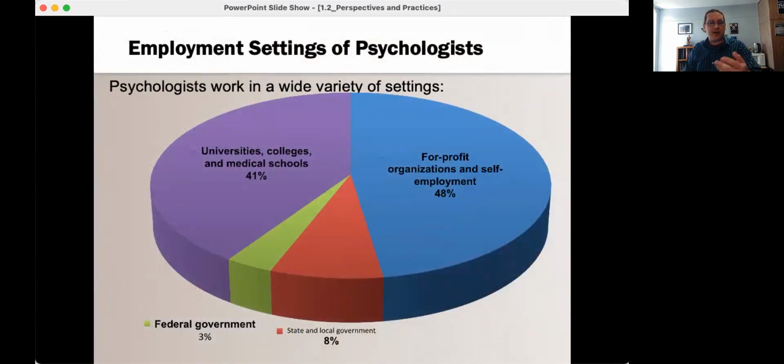Employment settings for psychologists, as you can see, a majority of them work for for-profit organizations and self-employment. So maybe they are consultants for a research or marketing company. And then the 41%, the next majority there, works for universities, colleges, or medical schools. Then you have a small sliver that works for the federal government, and 8% work in state and local government. So this gives you an idea of where people in the field of psychology tend to gravitate towards.